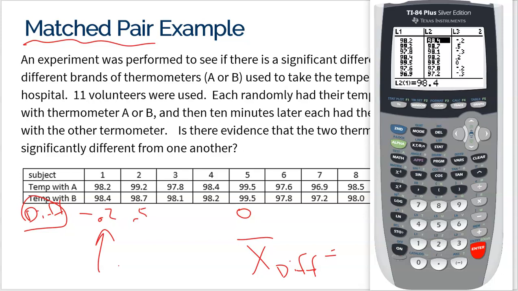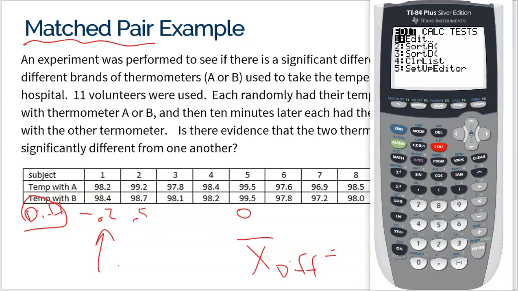So options: 1, you could find the differences on your own. 2, you could use the calculator to find the differences for you like I just did. Or 3, on the AP test, sometimes they'll just give you the differences to save everybody a little bit of time. But remember, all I care about is the 1 set of differences, which is why this is really a 1 sample t-test. So what I need to do is go to stat, slide over to calc, and use list 3. I want to look at the mean, and I'm going to need the standard deviation of list 3, the differences.